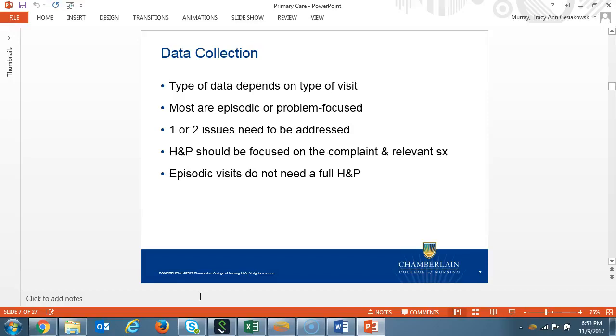The type of data that you collect depends on the type of visit. Most visits are episodic or problem-focused, where one or two specific issues need to be addressed. One thing I want to point out is that the information in the H&P should only be relevant to the complaint or problems that you are addressing. So, a patient with a skin complaint does not need a full H&P. Rather, a focused history and exam as it relates to the skin complaint or associated symptoms should be recorded.